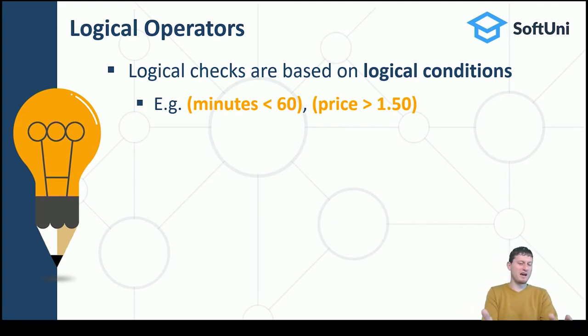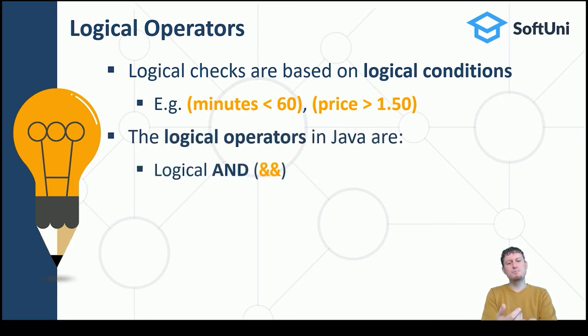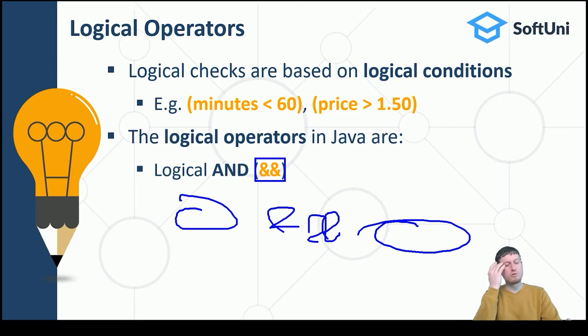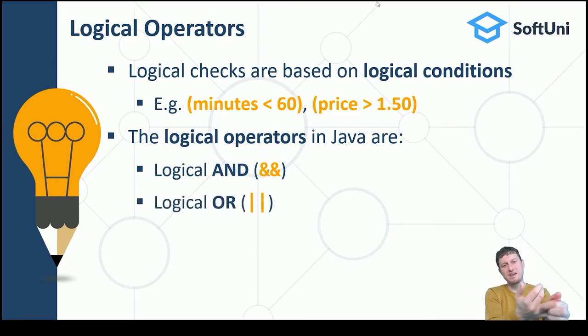Check whether the minutes are less than 60, and at the same time, the price is bigger than 150. Or if the first is bigger than the second, and at the same time, the first is bigger than the third. This is an example of more complex logical operators. So the logical operators in Java combine several conditions. They can be combined with the AND logic, logical AND, or the double ampersand operator. It says the first condition and the second condition. I'll show you how this works. Logical OR, either the first or the second or both.